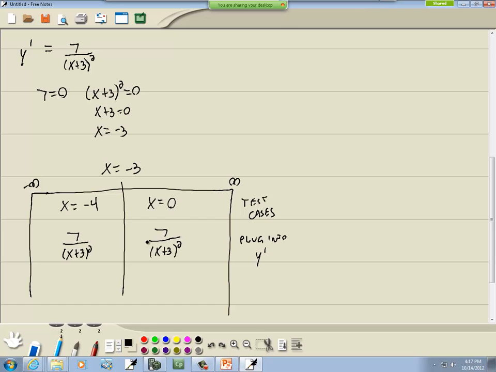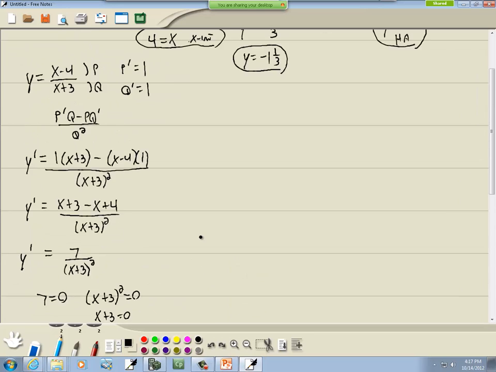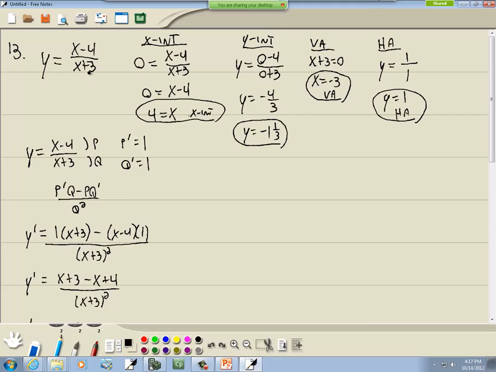Remember, for the increasing and decreasing and mins and maxes, we only care about the sign. Well, 7's positive, and when I square the bottom part, it's always positive. So we got positive over positive. This is automatically increasing, and this is automatically increasing, no matter what we put into it. Now, we only have mins and maxes where it changes from increasing to decreasing, or vice versa. And so this doesn't fit, obviously. Not to mention that negative 3, if I go back to my original problem, is not in our domain. So x cannot equal negative 3. So if it doesn't exist there, you can't have a min or max.